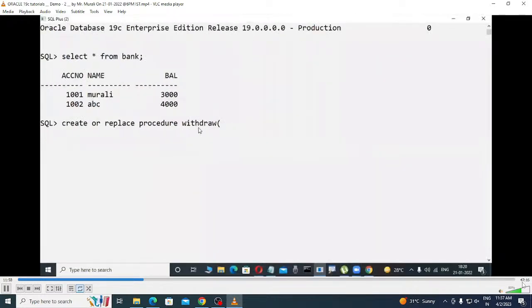Now here, create or replace procedure withdraw. Suppose here I'm passing an account number. Again, I'm passing the amount also, because I try to withdraw, same like the ATM card. And here amount, I'm passing something. Now some coding is there. I want to find out the balance, because whenever we insert an ATM card and try to withdraw, it checks the balance.